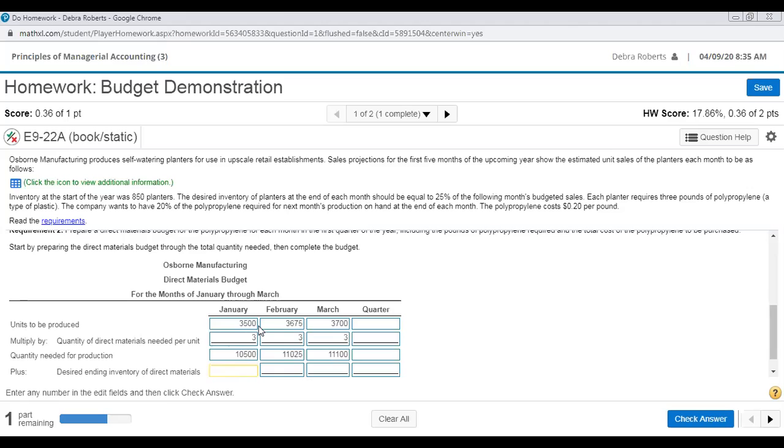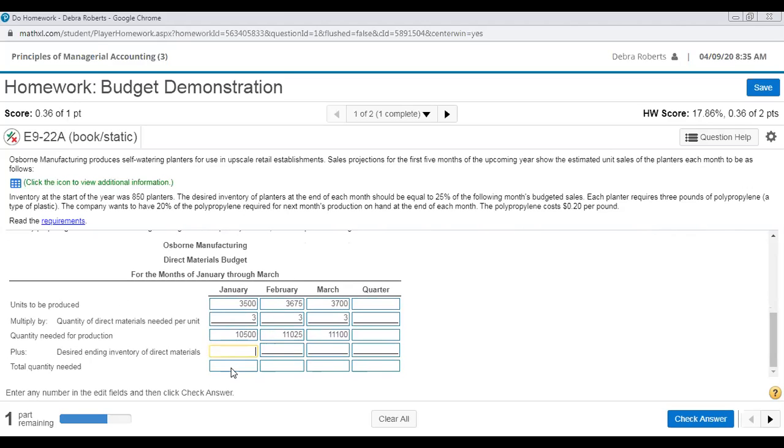Now, when we have the desired ending inventory of direct materials, where does that number come from? Desired ending inventory is going to be another calculation that we'll have to do. If we want to know what our desired ending inventory is, I think I might be able to do this on the screen. I'm not sure. It's kind of hard to do with this. The desired ending inventory is going to be the next month's unit sales multiplied times 25%.